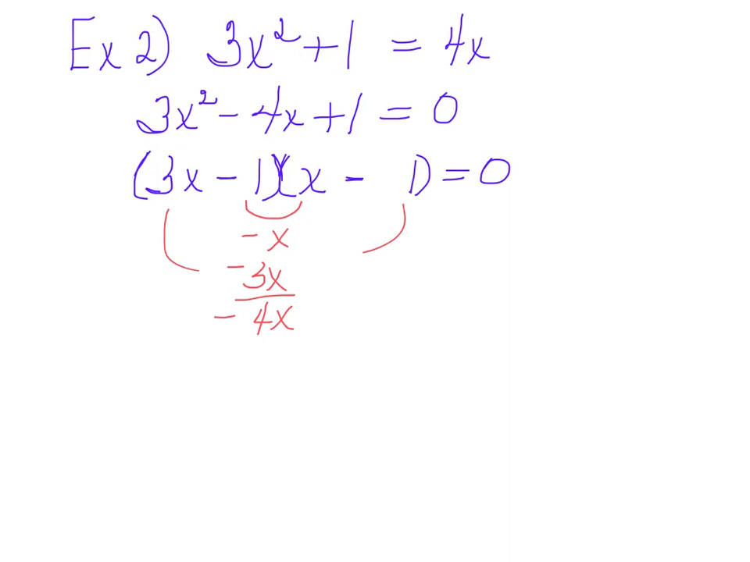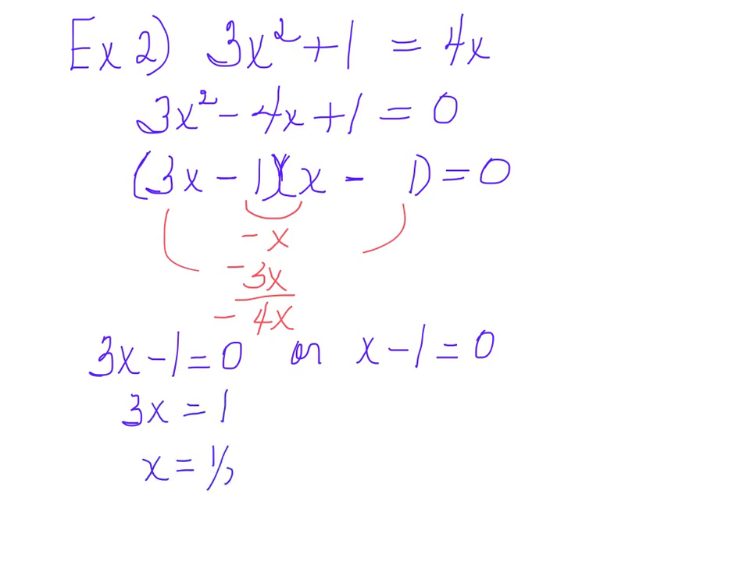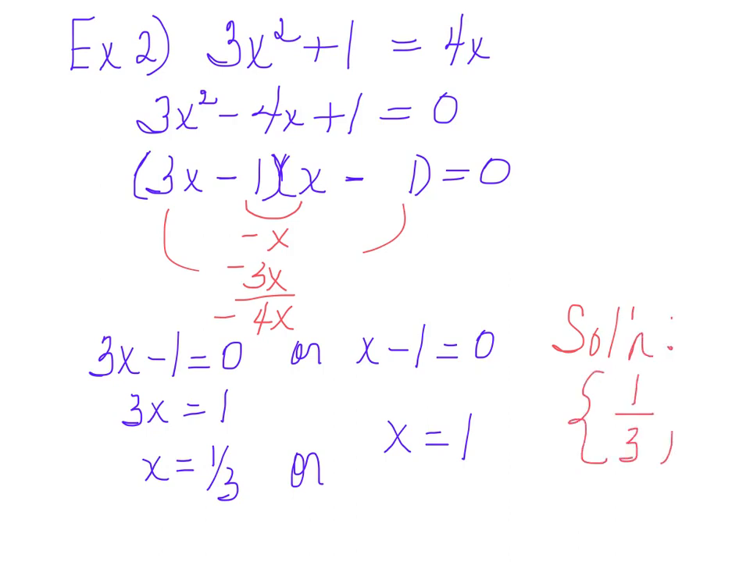So this works. All right, so now what we're going to do is set each factor equal to 0. So I'm going to set 3x minus 1 equal to 0, or x minus 1 equal to 0. So I get 3x is equal to 1, or x is equal to 1/3. And on the other equation, I get that x is equal to 1. So my solution for this particular problem will be 1/3 and 1.